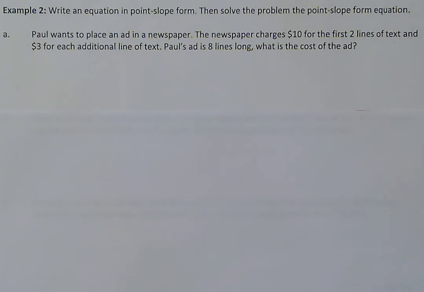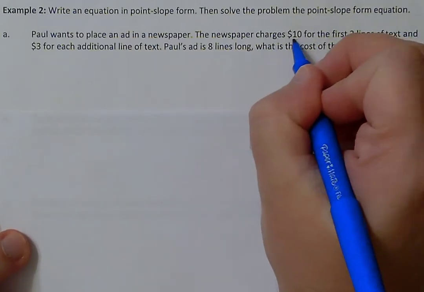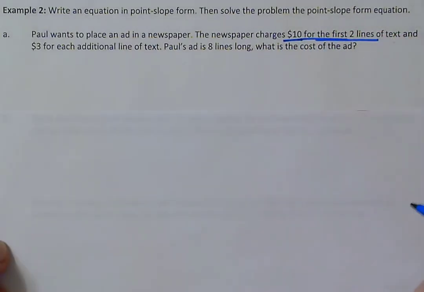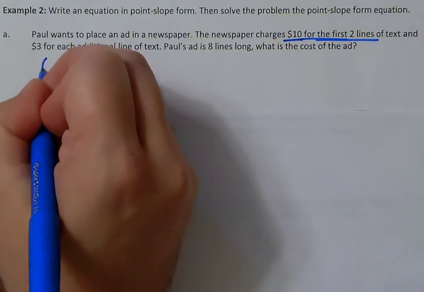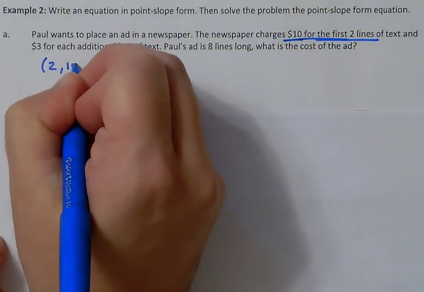Now, because we're doing point-slope, we have to identify a point from the problem. So a situation where how many lines costs a certain amount, and then slope is going to be a rate of change, how much per something, how much per line, how much per month, or whatever it may be. So if we read through this, we have a newspaper charges $10 for the first 2 lines. So this is going to be our point, that for the first 2 lines it costs $10. So our first point is going to be at (2, 10).